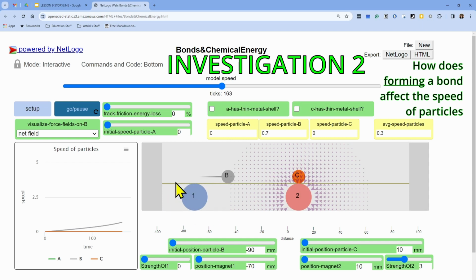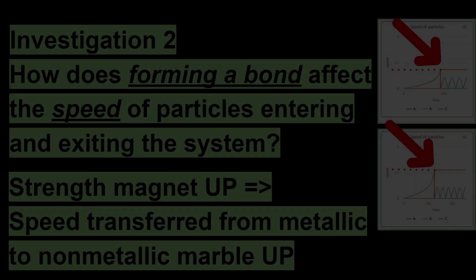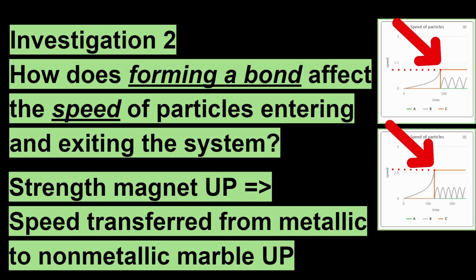There's no magnetic force on the first magnet, and thereby it is going to pass on its energy to object C. As you can see here in this graph, that energy was transferred. And again, we see that oscillation. So the answer to investigation 2, how does forming a bond affect the speed of particles entering and exiting the system? If we increase the strength of the magnet, then the speed transferred from the metallic marble to the non-metallic marble increases, as shown in the graphs displayed on the right.